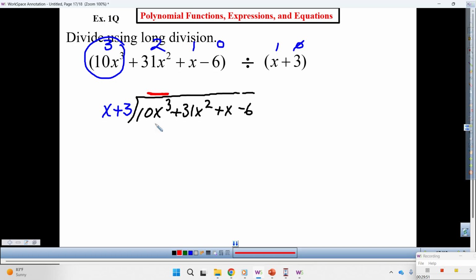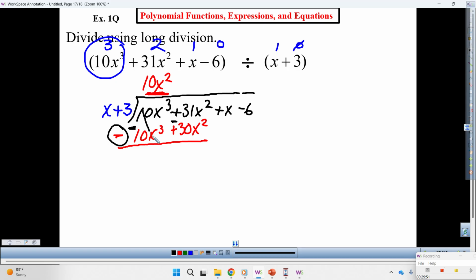All right, looks like German's got it. So let's go with Carlos. What number times x gives us 10x cubed? 10x squared. That is correct. So 10x squared times x, 10x cubed. However, 10x squared times 3 is 30x squared. Subtraction. And what did I say with that subtraction? Circle it and do what? Distribute a negative here and there.